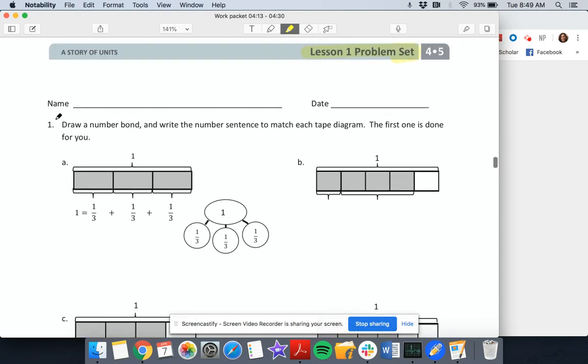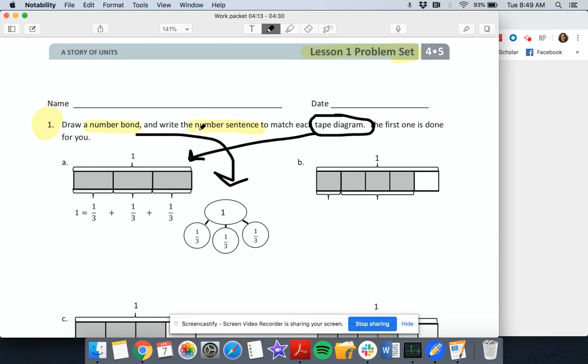Okay, so for our first set of problems, we have to draw a number bond and also write a number sentence that corresponds with this tape diagram that they provided for you. As you can see, here are the tape diagrams, here are the number bonds, and here is the number sentence.